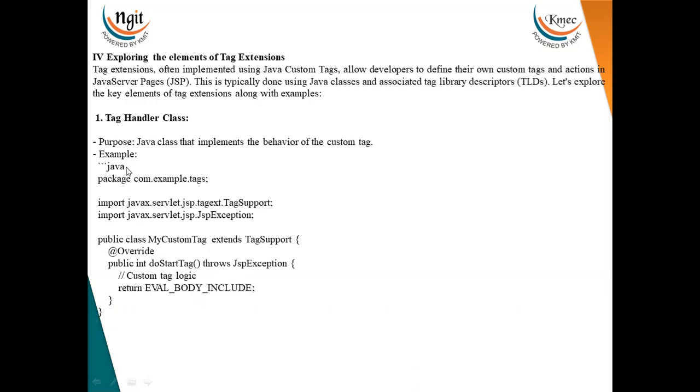Okay, this is the javax.servlet.jsp.tagext.TagSupport, javax.servlet.jsp.JspException. Custom tag: we are going to give the class name as CustomTag, which extends TagSupport, and we are trying to override doStartTag throws JspException. Here we are going to write how our custom tag works, the implementation.